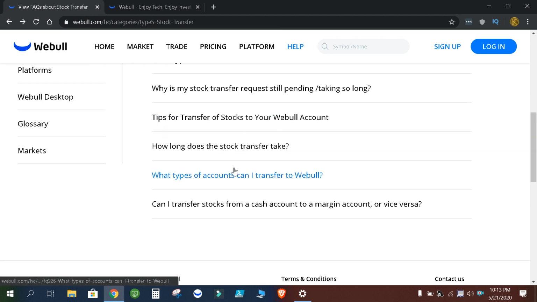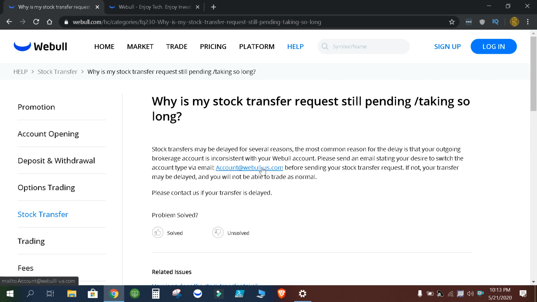All right. Let's see here. Some of the things that could delay your stocks being transferred. All right. So yes, there's several reasons.